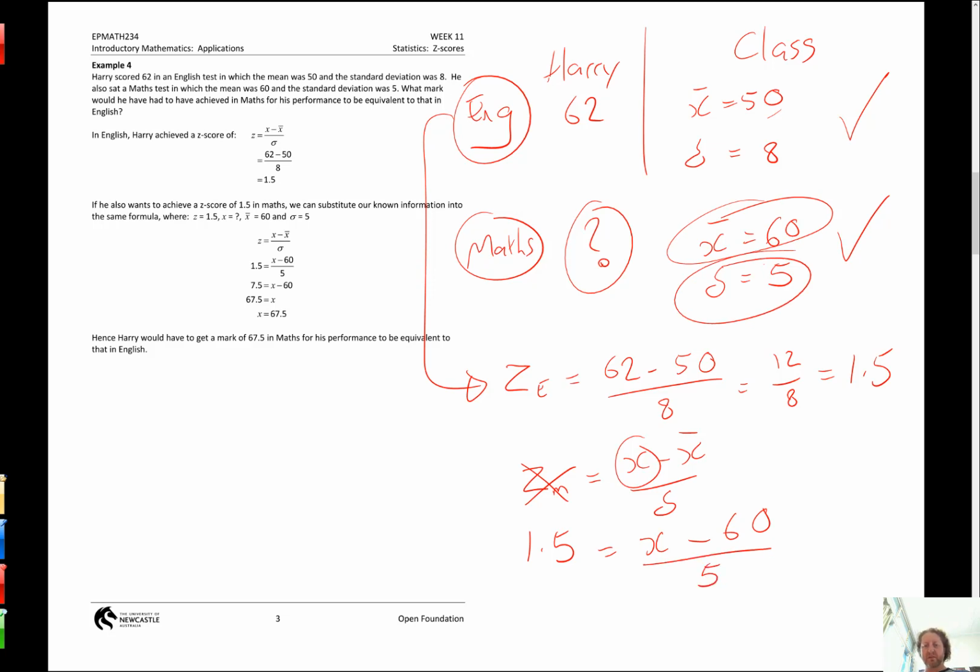There it is. Now I've got to do some algebra. I've got this divided by 5 on the right that I don't want. So let's do the opposite: undo the divide by 5 by timesing both sides by 5. 1.5 times 5 is 7.5 equals, and that divide by 5 on the left has totally disappeared because we times by 5. The only thing I've got left to do is to get that x by itself. I've got to add 60 to both sides to get rid of the minus 60. So x equals 7.5 plus 60, that's x equals 67.5. That's the mark I need in order to get the z-score that I want in maths, the 1.5 that I was after.